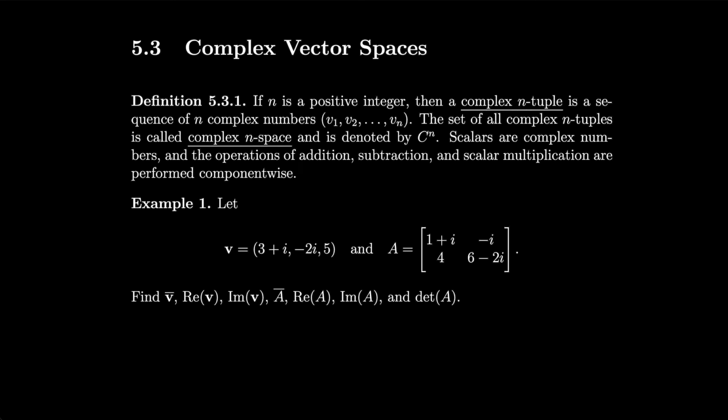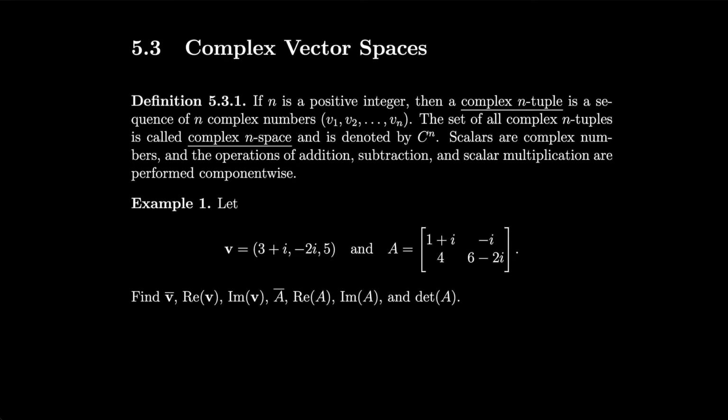Section 5.3, Complex Vector Spaces. If n is a positive integer, then a complex n-tuple is a sequence of n complex numbers, v1 through vn. The set of all complex n-tuples is called complex n-space and is denoted by Cn. Scalars are complex numbers, and the operations of addition, subtraction, and scalar multiplication are performed component-wise.